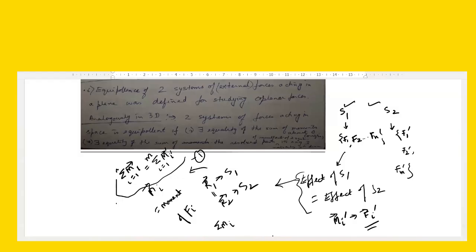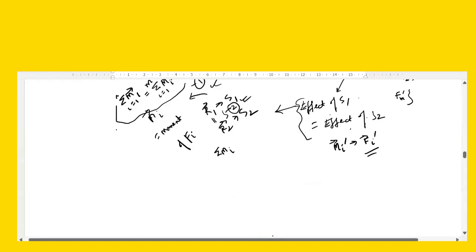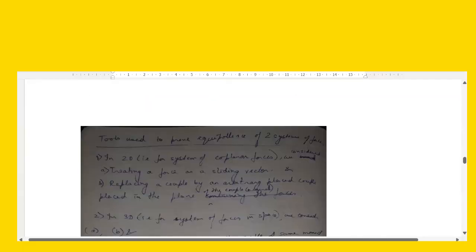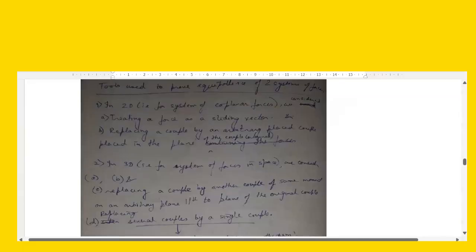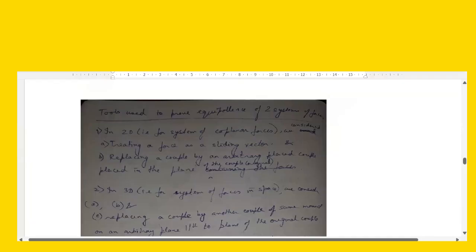So these two conditions, this one and this equality, let me number it as 2. If 1 and 2 both hold, then I can say the effect of S1 will be the same as the effect of S2 on the rigid body, and that means S1 and S2 are equivalent in that case. So this is what we have written here. Now let us see what are the tools we use to claim this equivalence, or rather, whenever two systems are equivalent, what can we use?